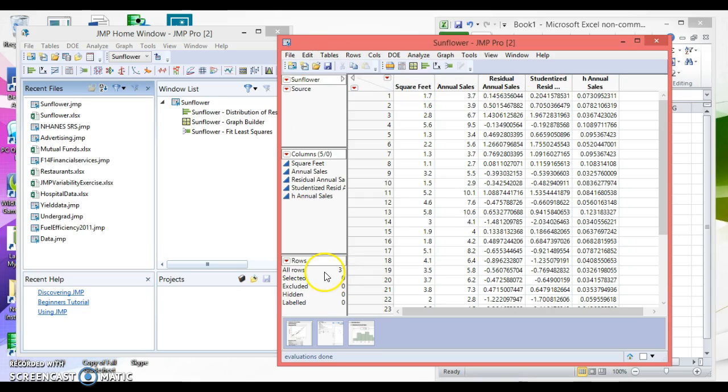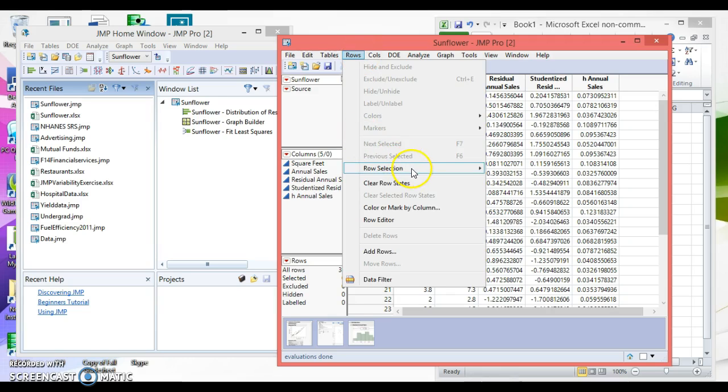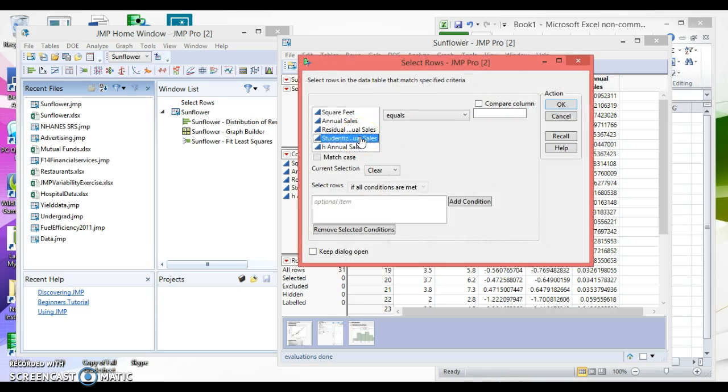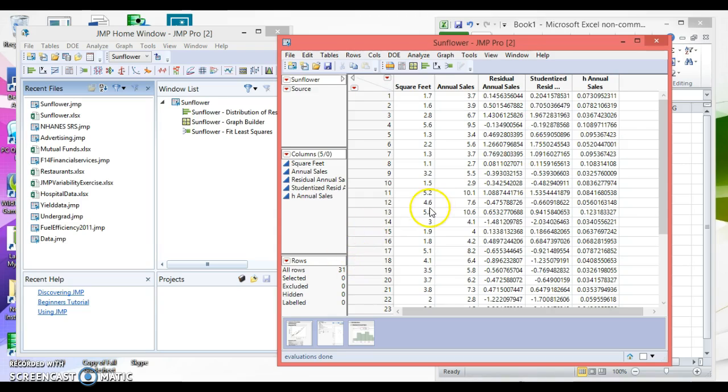But say you have, instead of just 31 observations, about 500. So I'm going to show you: you go to row selection, select where studentized residual sales is less than -3, hit OK, and there are none. If there were, it'd say selected, and there'd be a bolded row. So you do less than -3, and then you do the same thing for greater than 3. And if there's anything outside of that, then it'd be considered an outlier.